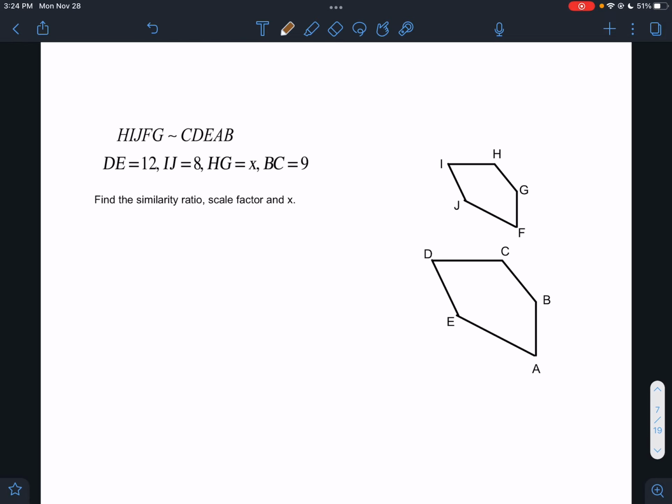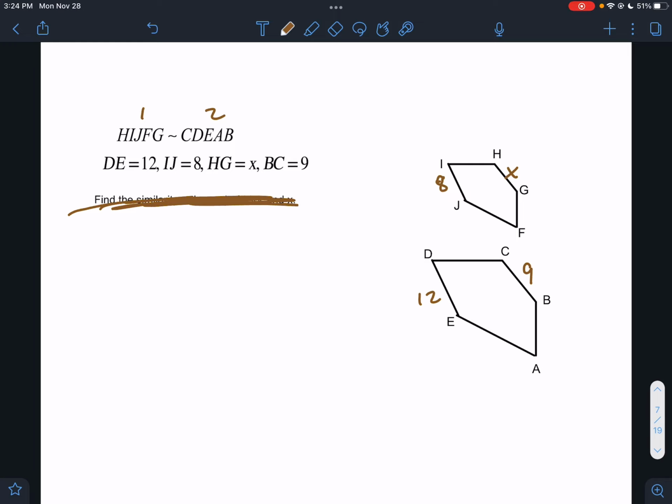We got similar shapes. This is shape 1. This is shape 2. DE is 12. IJ is 8. HG is X. And BC is 9. You can use scale factor or ratios. I don't care. So I'm even going to kind of ignore this a little bit. Just how would you get X?